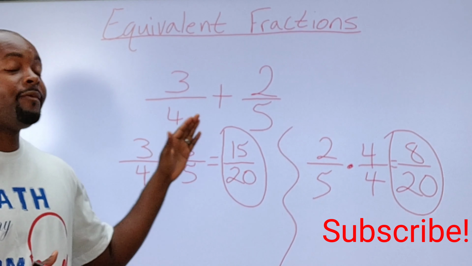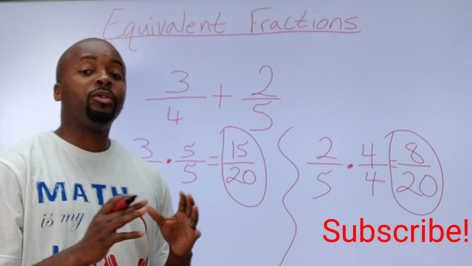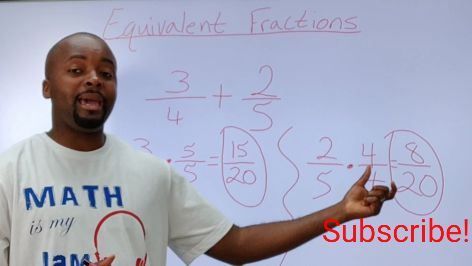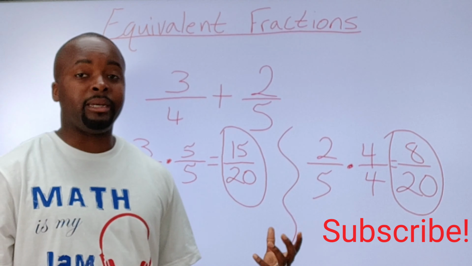So now we have 15/20 plus 8/20. And all we have to do from there is add the numerators. We're going to do 15 plus 8, which is 23. And we're going to put 23 over 20.